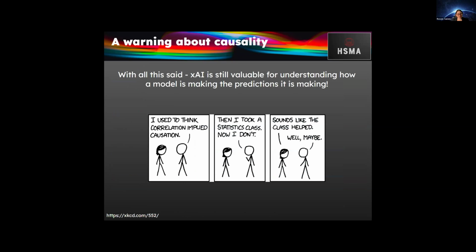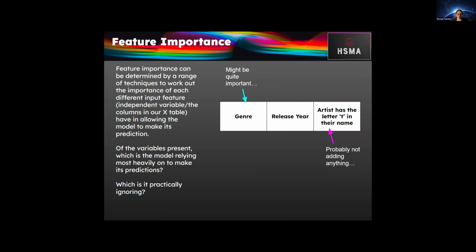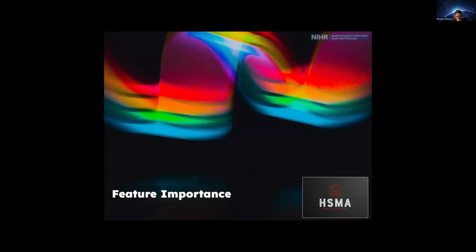So it sounds like all of this stuff might be a little bit pointless. Why are we teaching you all this explainable AI if it doesn't actually tell us for sure what we can change to make things better? It's still valuable for understanding how a model is making the predictions that it is making. So take a moment and let's move on to some of the techniques that we can use.